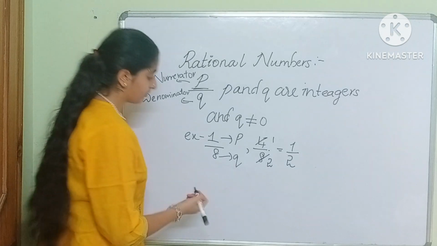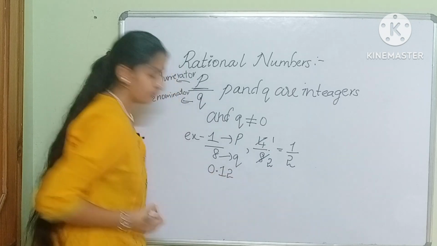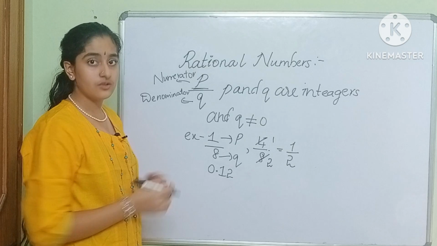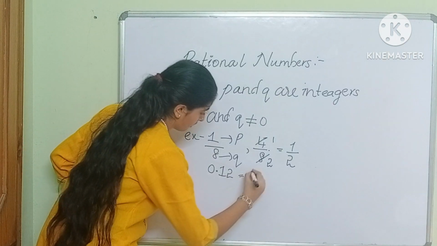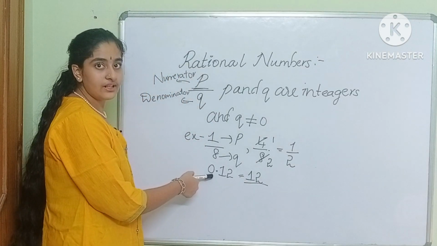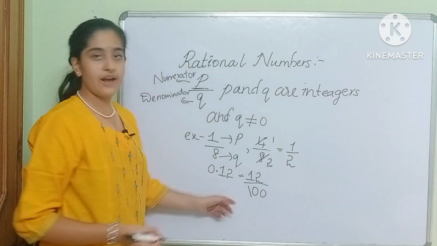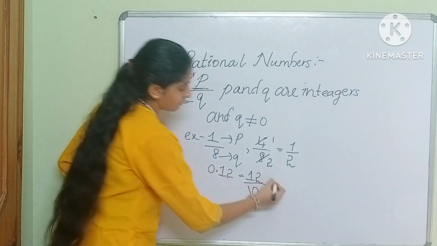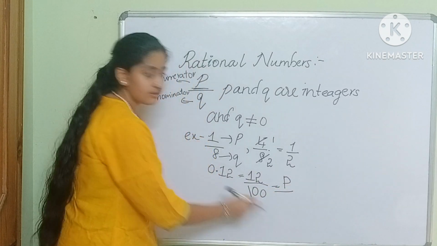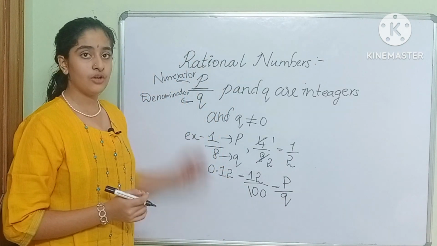And 1 is P and 2 is Q. And in the decimal form, that is 0.12. This can also be written in fraction form as 12 by, here 2 digits are there after the decimal point. So 2 zeros will be coming. So 12 by 100. So here 12 is P and 100 is Q. So these are about rational numbers.